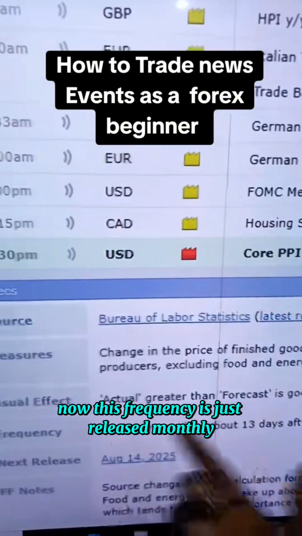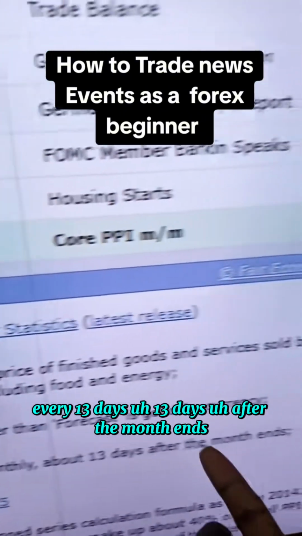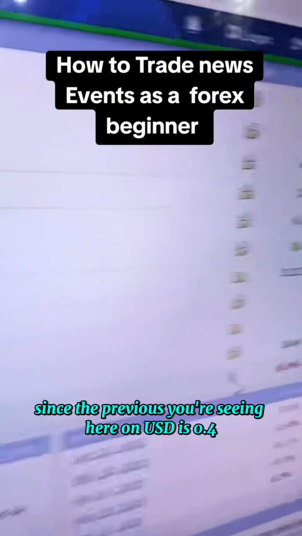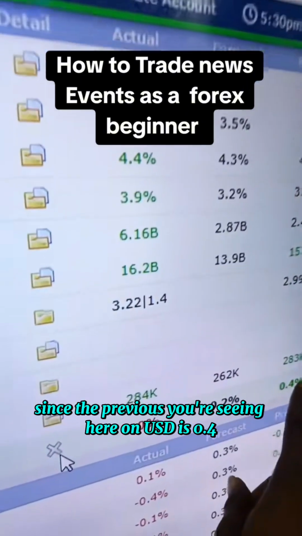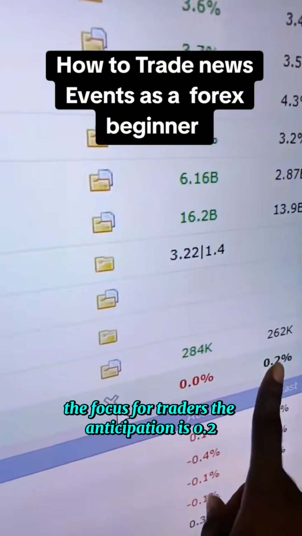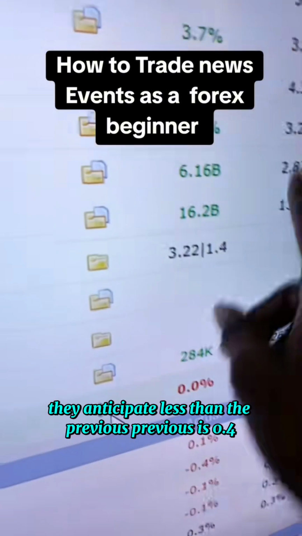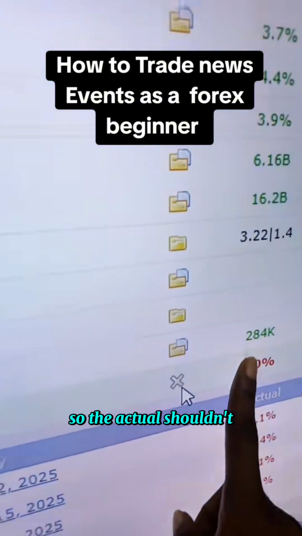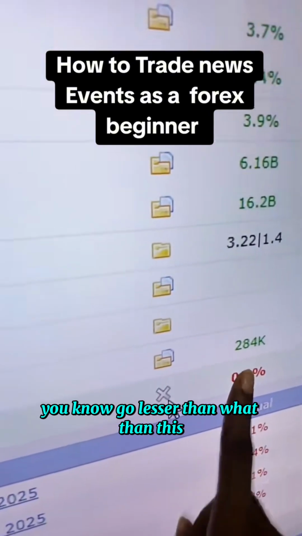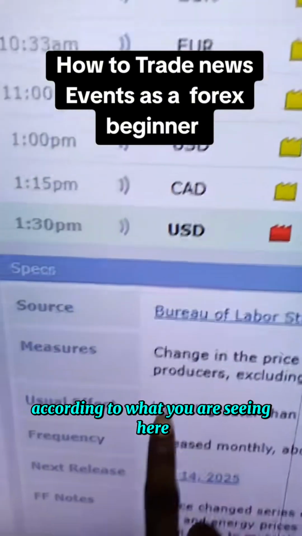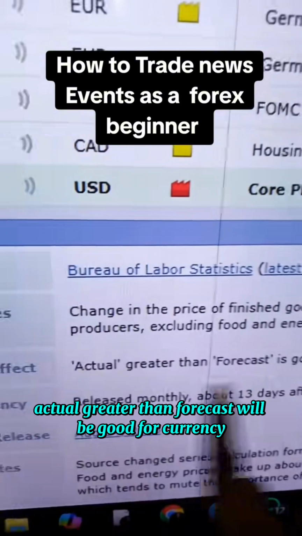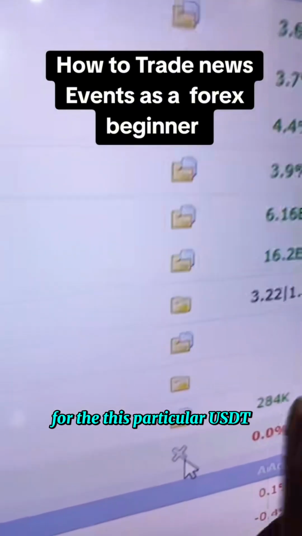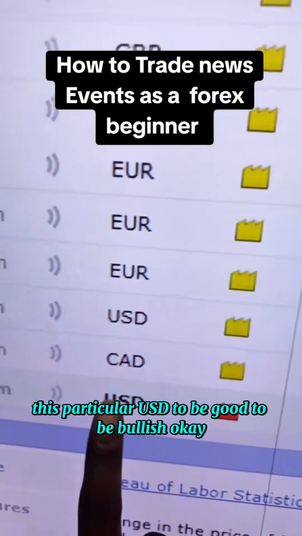Now this frequency is released monthly, about 13 days after the month ends. These ones you are seeing are the history of what happened in previous months. Let's check. The previous on USD is 0.4, and the forecast, the traders' anticipation, is 0.2. It means traders are anticipating less than the previous. So the actual shouldn't go lesser than this. The actual should be more. Actual greater than forecast will be good for currency, so the actual needs to be greater than forecast for this particular USD to be good, to be bullish.